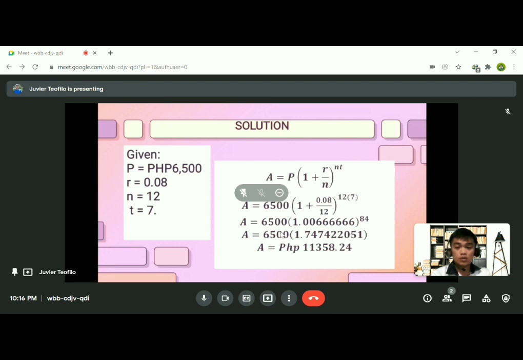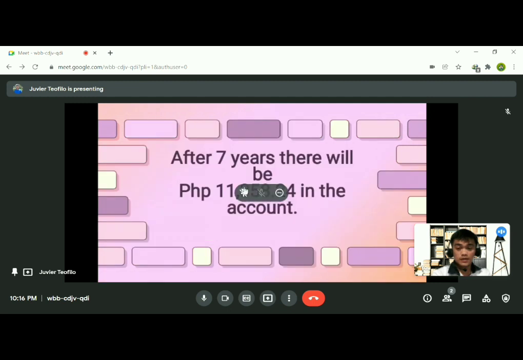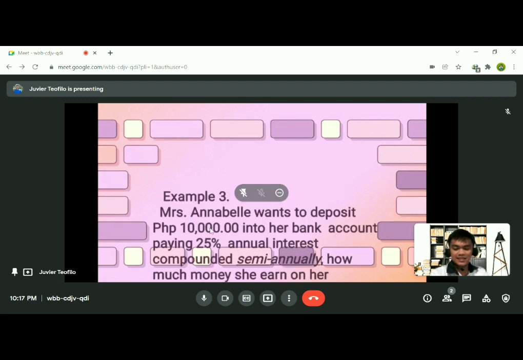Now multiply this by 6,500, and we have 11,358.24 centavos. After 7 years, there will be 11,358.24 in the account. So let's proceed to the next slide.